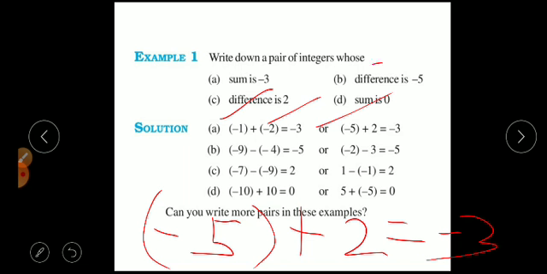Similarly, there is a homework. Difference will be equal to -5. Sum will be equal to 0 and difference is 2. Here the solution is given. You can practice. Okay.